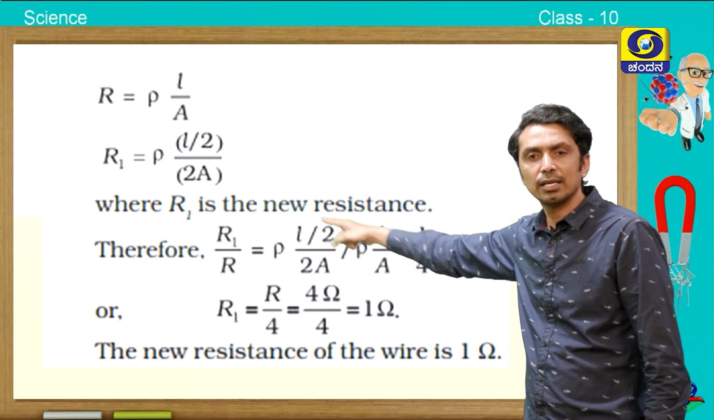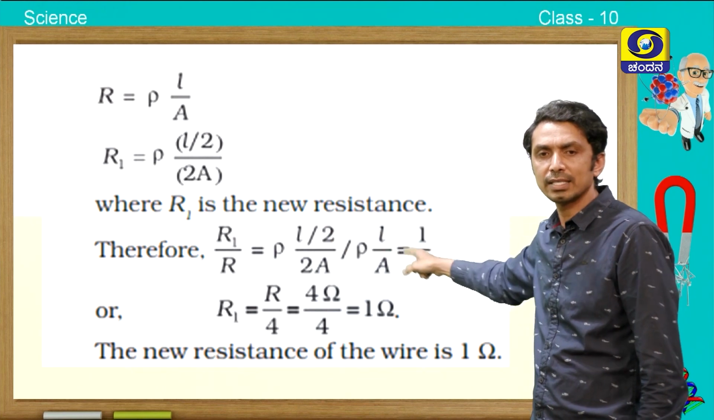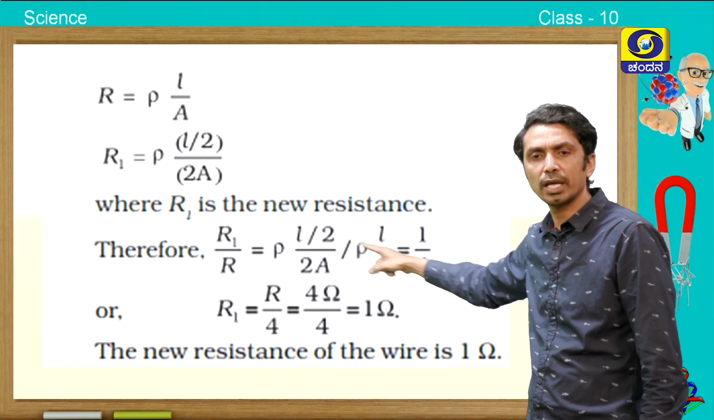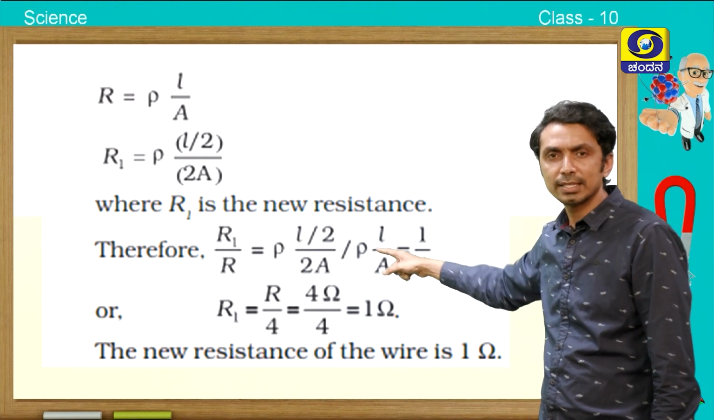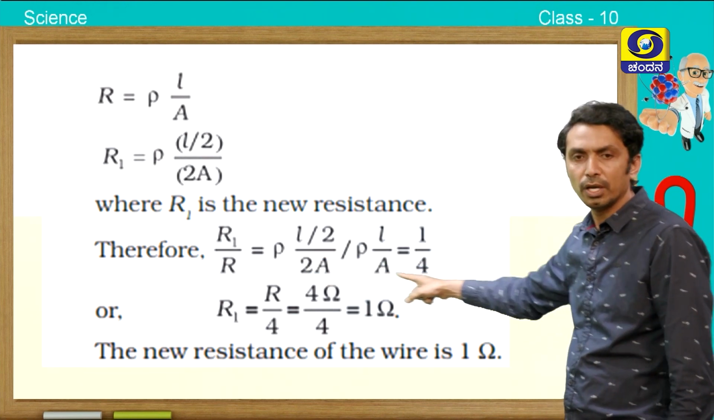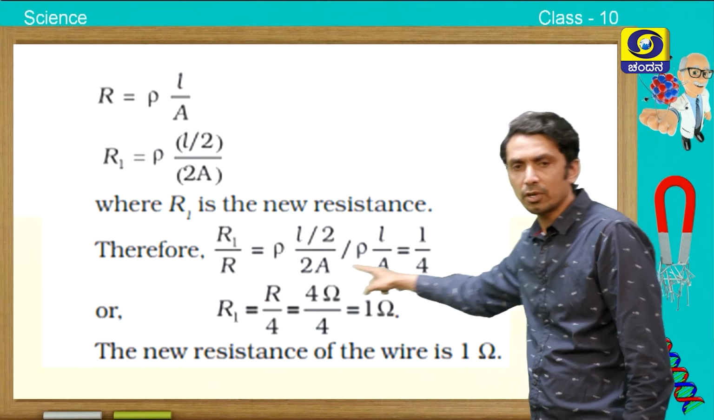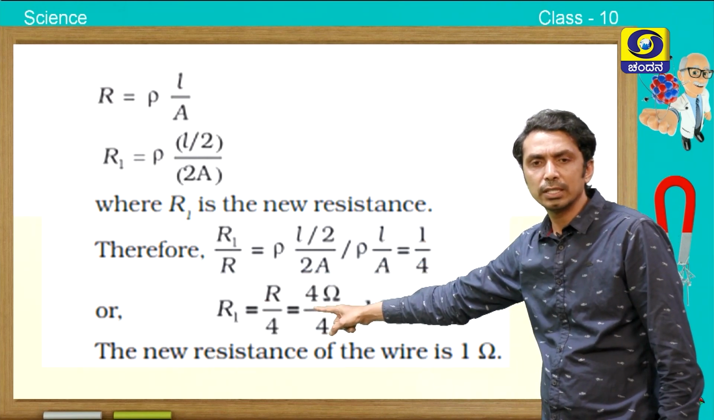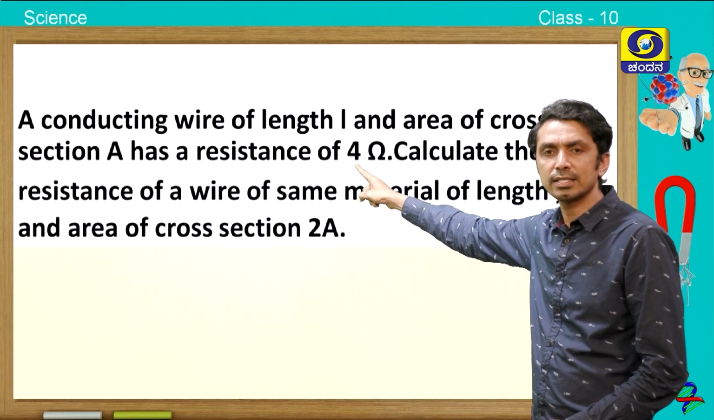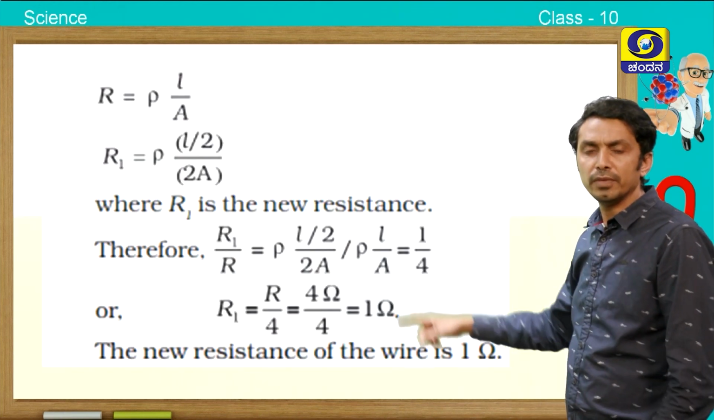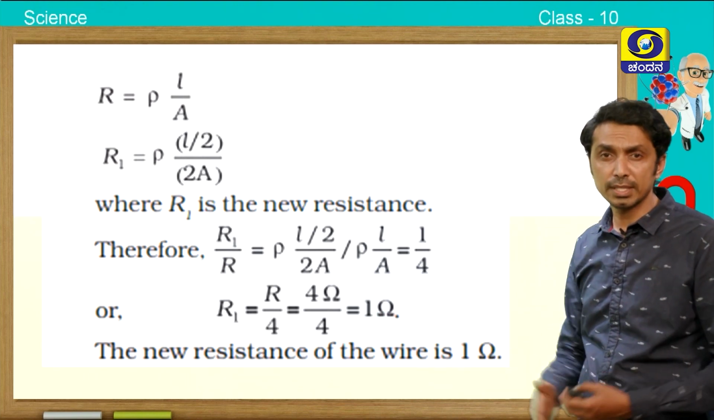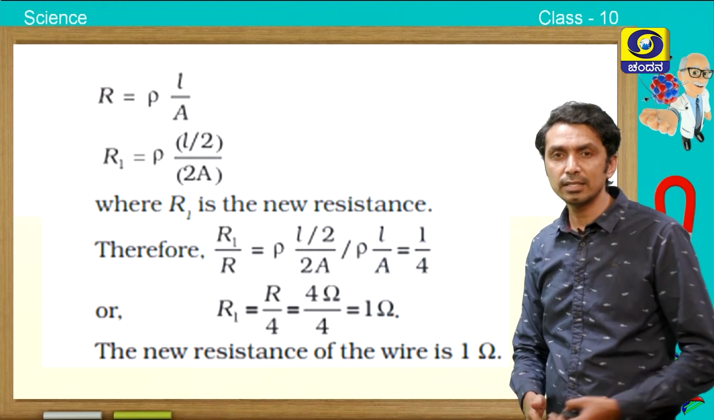Now here we can cancel rho and L as well as A to get the value equal to 1 by 4. As you can see, numerator and denominator both have rho, L and A, so both get cancelled to get 1 by 4. So R1 by R is equal to 1 by 4. So R1 we will write down, and R we will cross multiply, R by 4. So what is the value of R they had given? Yes, here as you can see, the earlier resistance, the value they had given was 4 ohm. So we are substituting the value of R as 4 ohms. So 4 by 4 is 1. 1 ohm is the new resistance. That means the new resistance of the wire is 1 ohm.